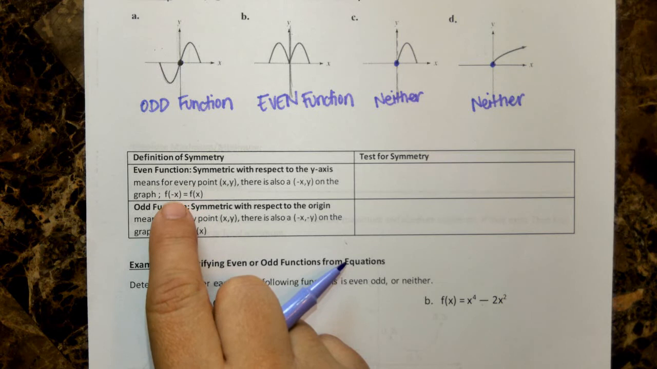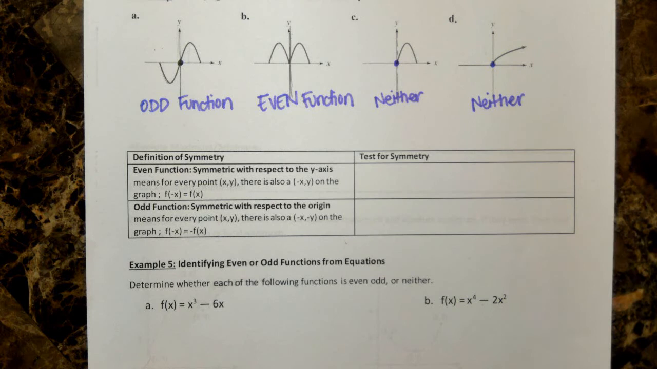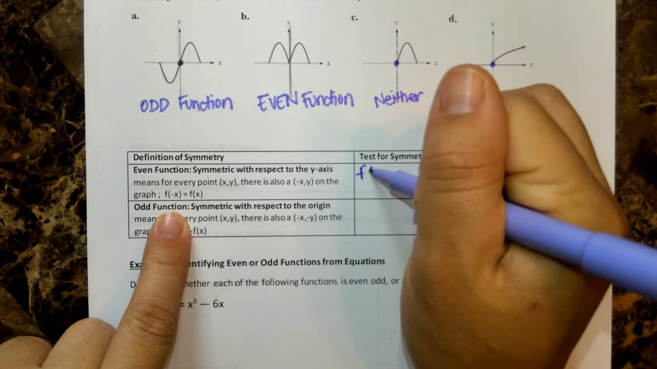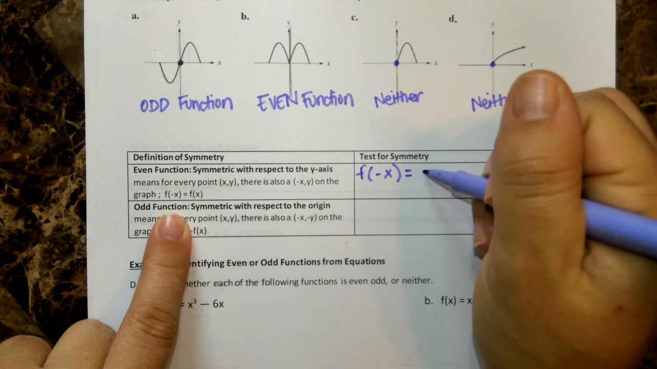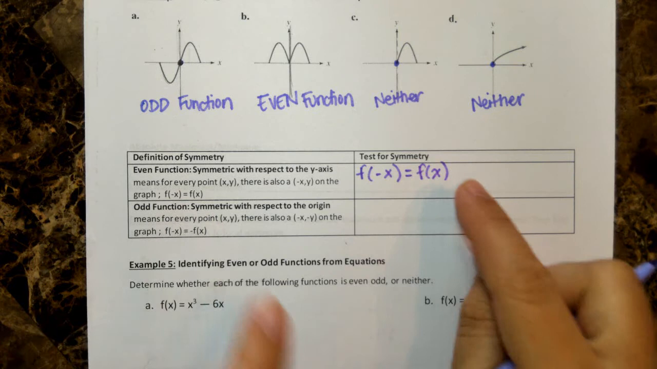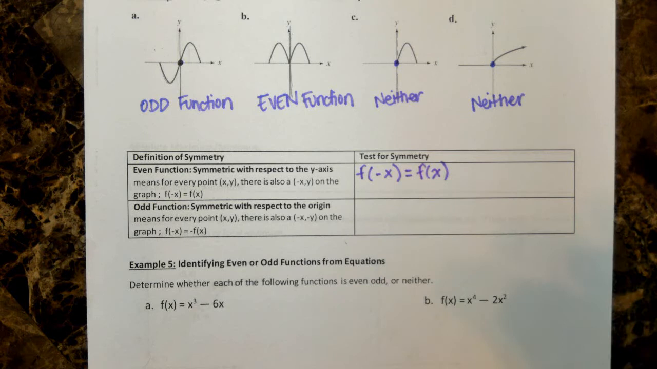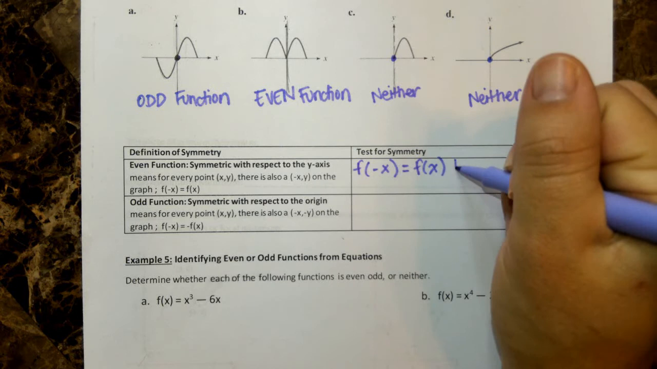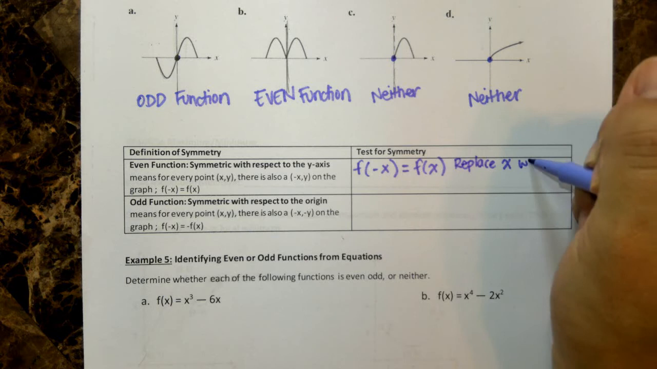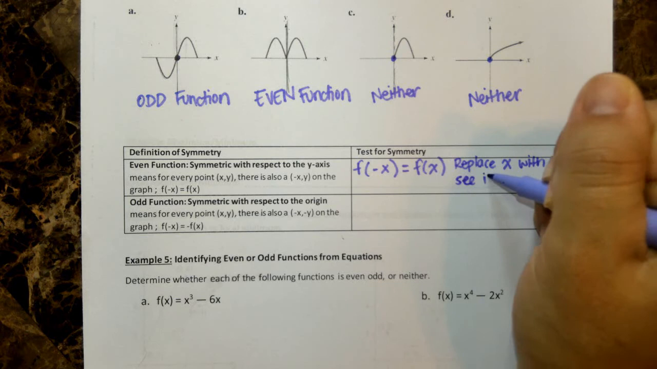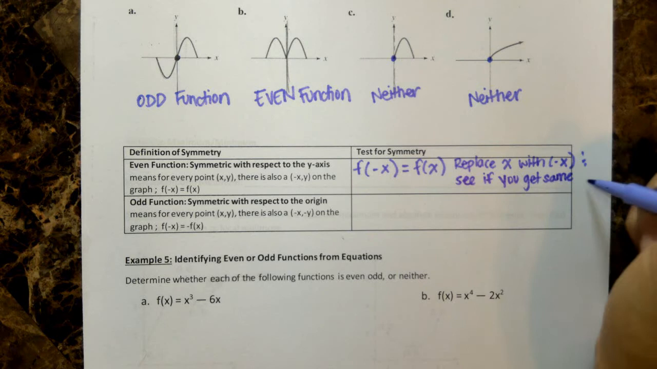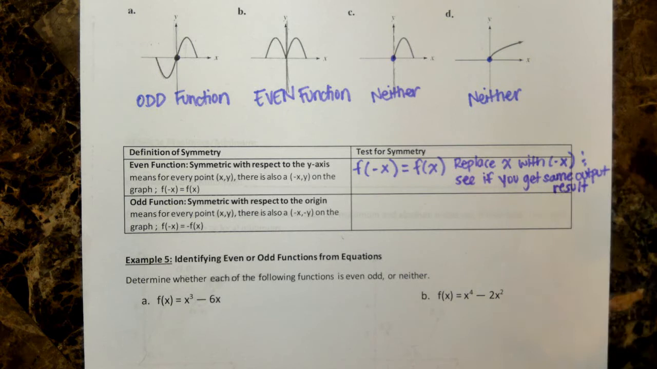So basically, if you want to test whether a function is even or odd algebraically, you could easily just take every x value, make it a negative x value, and see if you still end up with the same f of x value. Now, we'll do an example so that it makes a little bit more sense, but this is the algebraic way to tell if something is an even or odd function. Okay? And I'll put it into words here. You would replace your x with a negative x and see if you get the same output result. It's the algebraic way to tell if something is an even function.